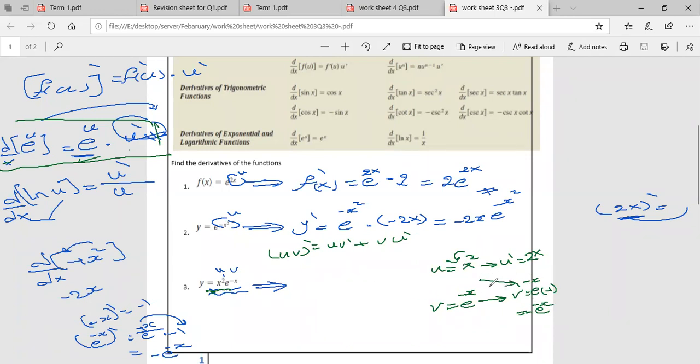So now use the cross product. It will be what? y prime, the derivative of this function: u multiplied by v prime, which is x squared times negative e to power negative x, plus v, which is e to power negative x, multiplied by the derivative of the first function. Clear or not clear? So, Miss, it's so clear this factor is common. I take e to power negative x, okay? So what will be here if we divide? It will be negative x squared plus 2x.